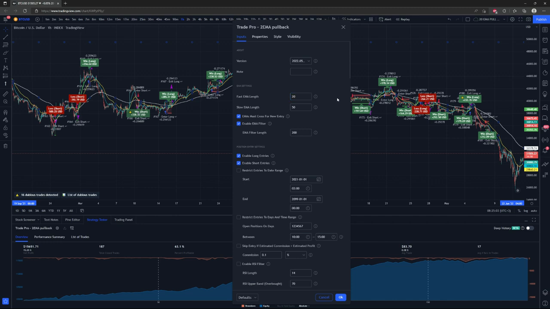specified EMA. Okay, and then another thing here is the EMAs must cross for a new entry, which I have turned on, and essentially if enabled, this lets the strategy only open a single position per EMA cross. If you turn this off, it can enter into positions anytime that price pulls back into the 20 EMA, even if the 20 has not crossed over the 50 in between. So right now it's just entering one time per cross of the 20 and the 50.